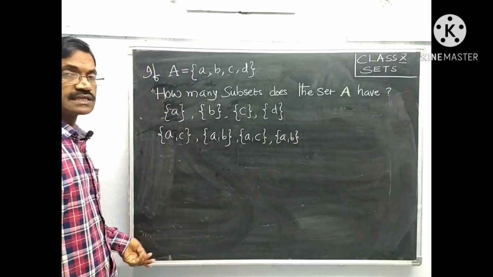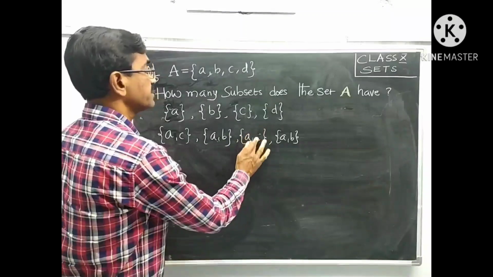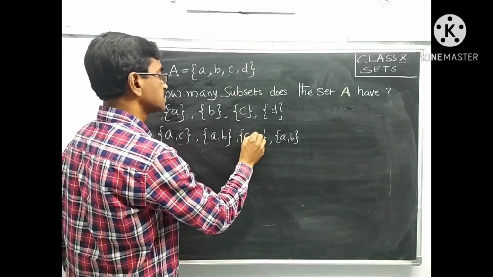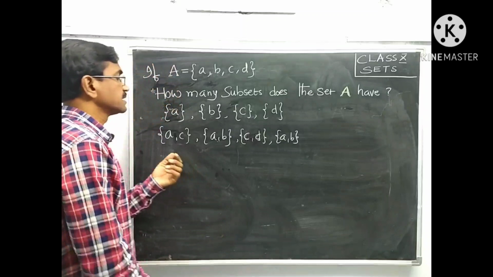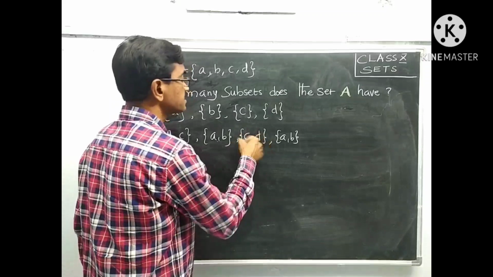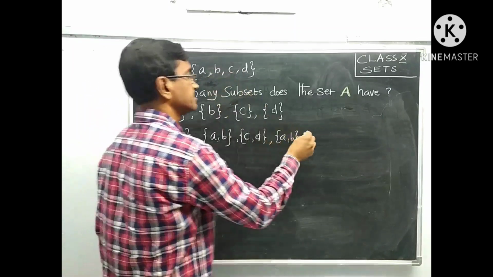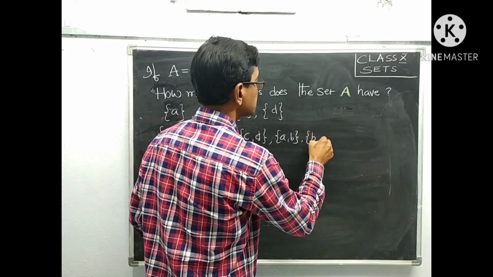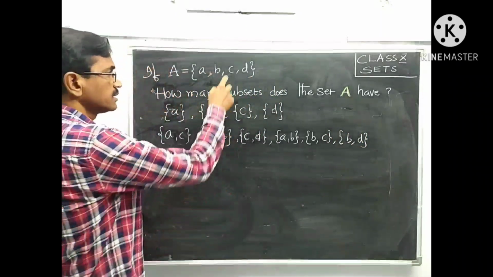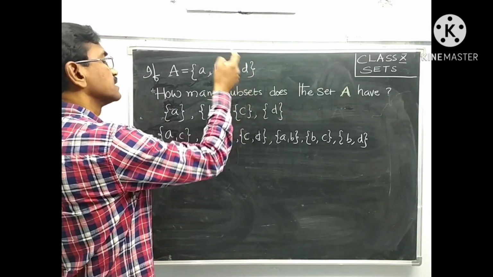So, some sets. Let us count all the subsets afterwards. AB, AC, AC repeated here. AB, AC, AD and CD. CD is a subset. Is there any other subset by taking two elements? AB, AC, AD, BC, BD, then CD over here.